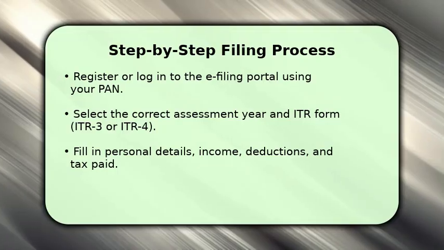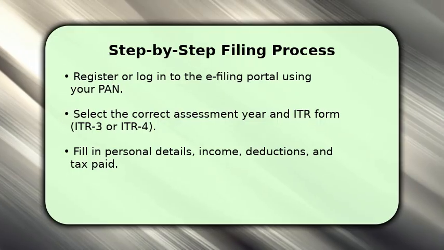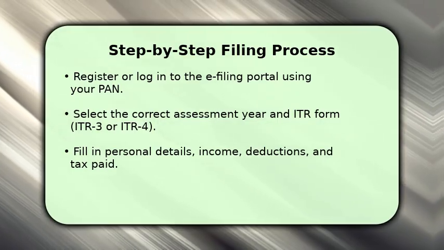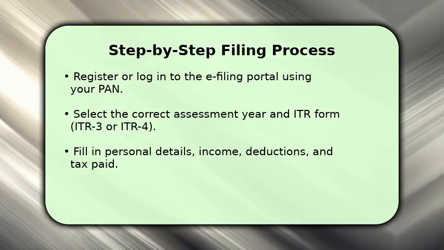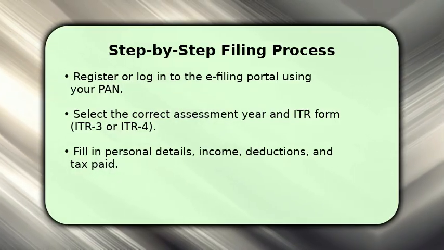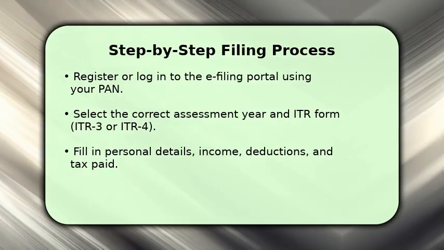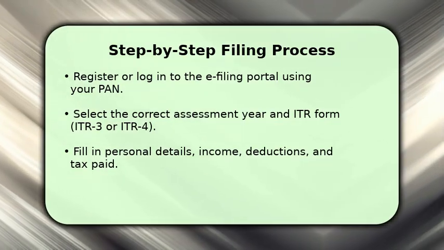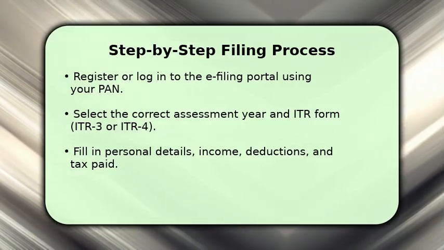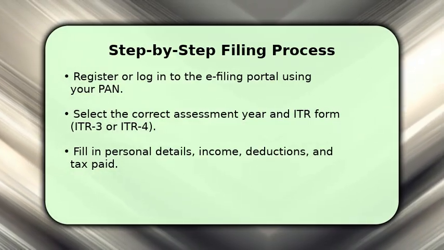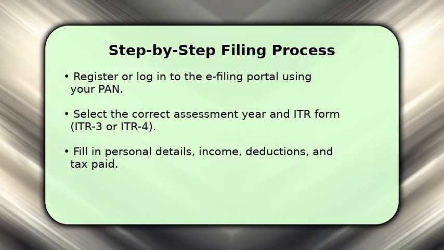The e-filing process begins by logging into the income tax e-filing portal with your permanent account number. Next, select the appropriate assessment year and your ITR form, either ITR 3 or ITR 4. Carefully fill in all your personal information, income details from various sources, eligible deductions, and taxes already paid. After validating the data for errors, generate the XML file and upload it to complete your submission.